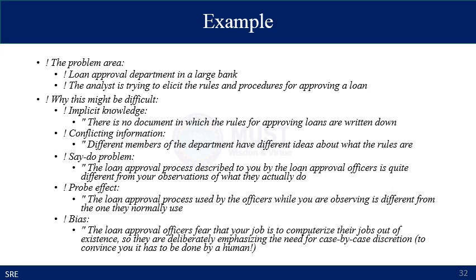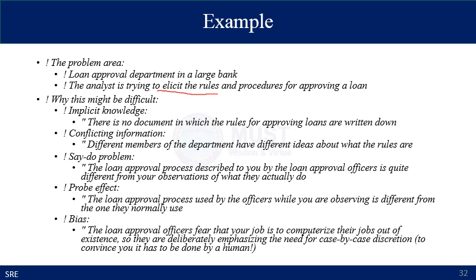For example, we have a problem area example here: a loan approval department in a large bank, and the analyst is trying to elicit the rules and procedures for approving a loan. So this might be difficult because of implicit knowledge: there is no document in which the rules for approving loans are written down, so you have to find the information by interviewing others. You can get some conflicting information because members of different departments have different ideas about what the rules are.